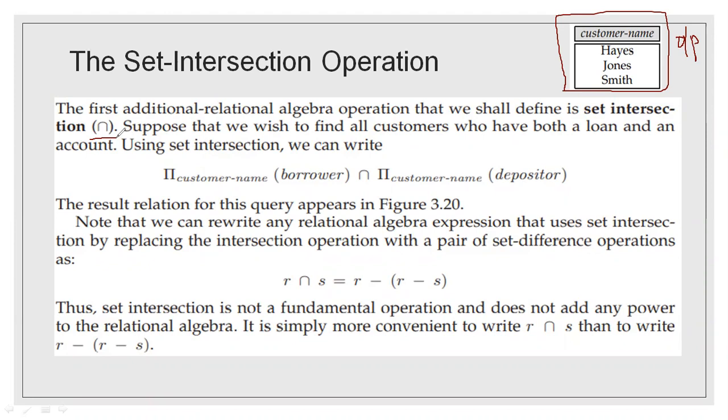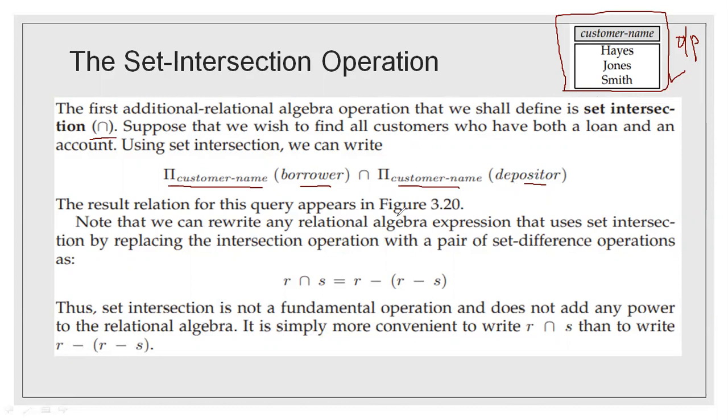Using set intersection, we can write projection by customer name from the borrower relation, set intersection, projection by customer name from the depositor. So the result relation for this query appears in figure 3.20 like this. That means the customers who are borrowers as well as depositors.